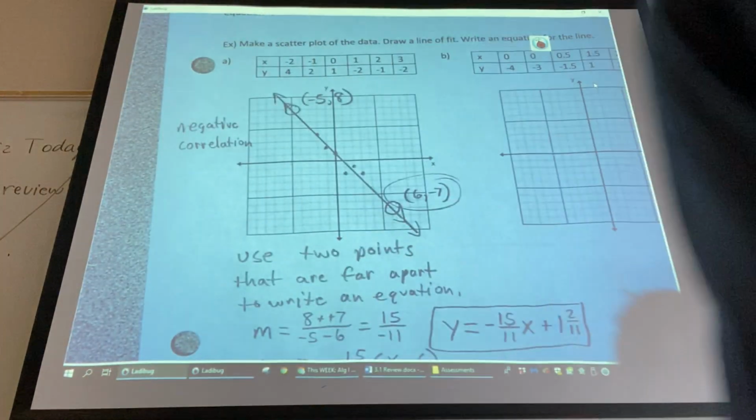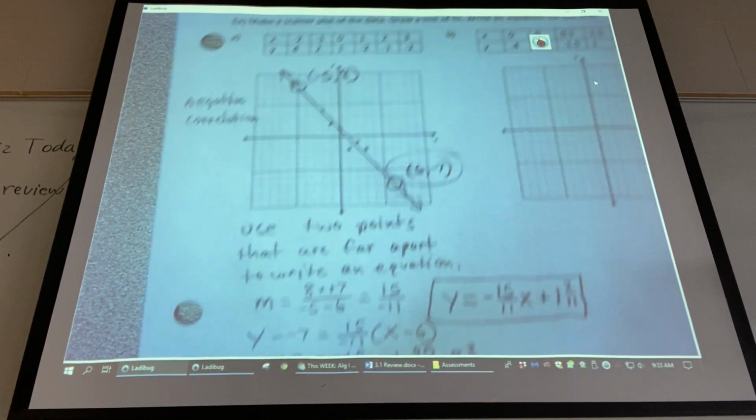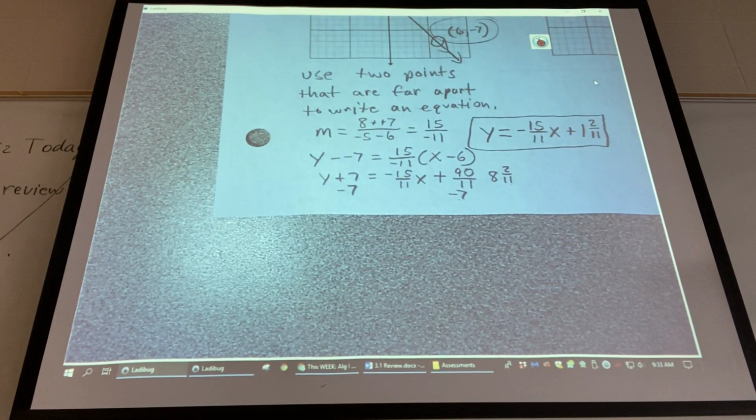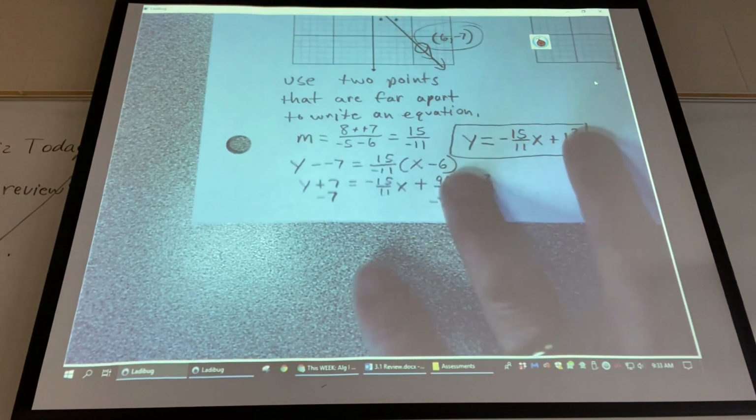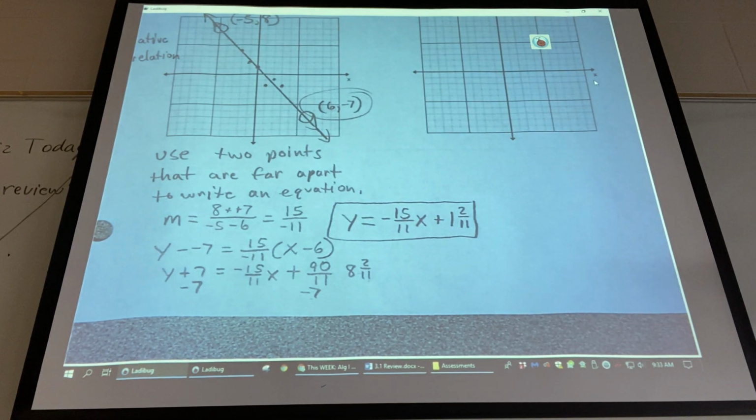So what do you guys think about that first example? Pretty easy. All right, let's try the next one. And I'll come around and check yours when you're done and just see how it looks. Again, is everybody's going to be a little different? Probably. Yes. Probably.